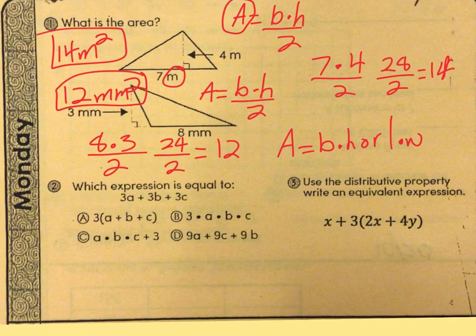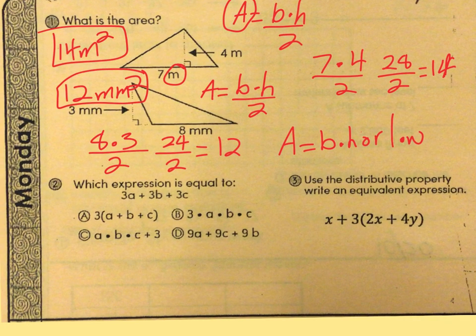Which expression is equal to 3a plus 3b plus 3c? Think about it for a minute. Which one of these can we use to get to that? So I'm going to just show you here. 3 times A is 3A. 3 times B is 3B. And 3 times C is 3C. Now, what property did we use to find that equivalent expression? If you're thinking in your head right now, we use distribution, you're absolutely correct.